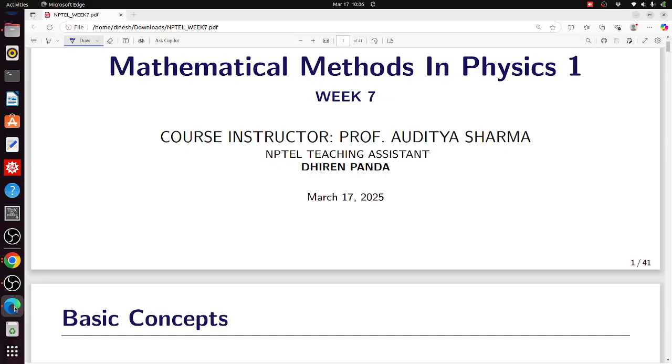I explained some of the basic concepts of the Laplace transform, its properties and its application, and I solved some of the numericals. Today I will briefly discuss the Dirac delta function, its properties and application. Then I will solve the problems of assignment number 7. So let's start with some basic concepts of the Dirac delta function.